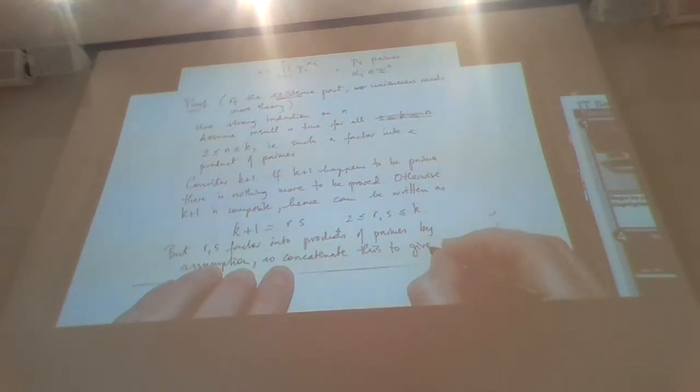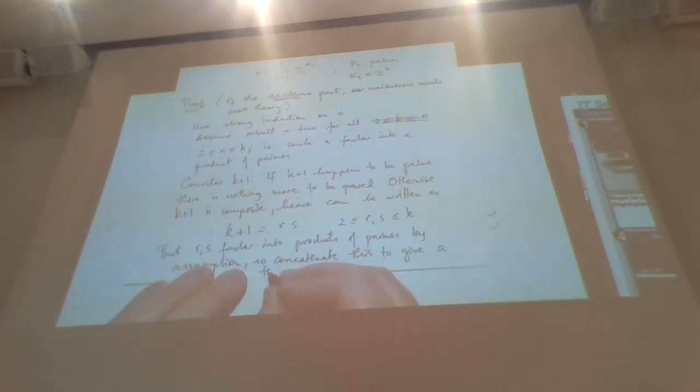To give a factorization of k plus 1. Okay, so therefore we proved the existence of these prime factorizations using induction. We declared at the start we were going to use strong induction, so maybe we don't need to spell it out again. Okay? But you can see, why isn't that a proof of the uniqueness part?